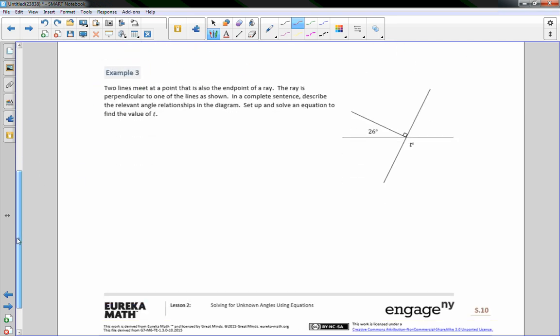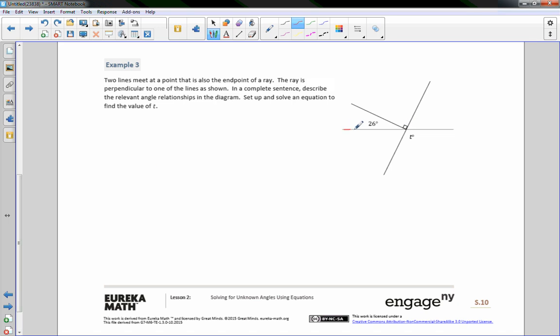Okay, example 3. Two lines meet at a point. Here is one line. Here is the other line. And then we have a blue ray coming off here. Okay, two lines meet at a point that is also the endpoint of a ray. The ray is perpendicular to 1. So the green line here and the blue ray are perpendicular. So this is 90 degrees right here. In a complete sentence, describe the relevant angle relationship in the diagram, set up and solve an equation to find the value of p.